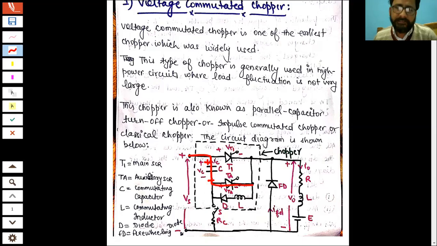auxiliary SCR TA. So we know that to turn off any SCR, there are basically two things. One is that we apply a sufficient reverse voltage across the conducting SCR, or second, we suppress its anode current below the value of holding current, so that it is turned off, right? So this is the second case basically.